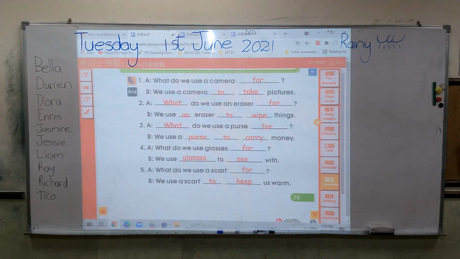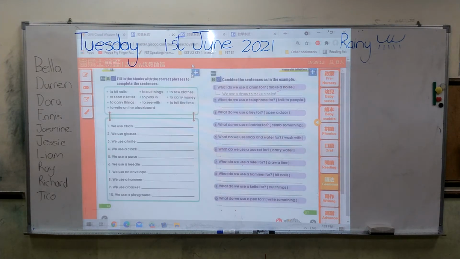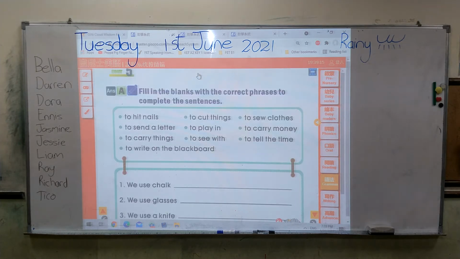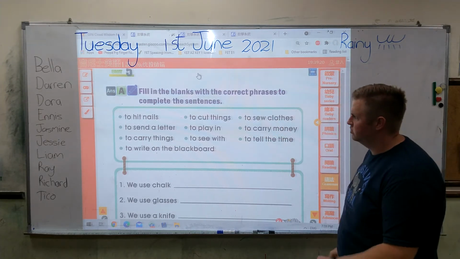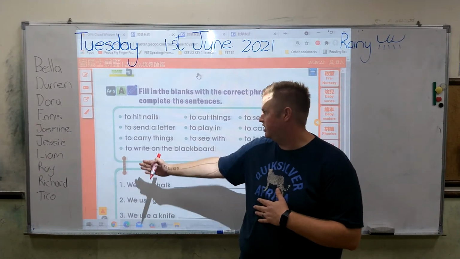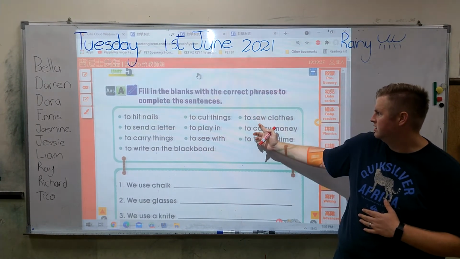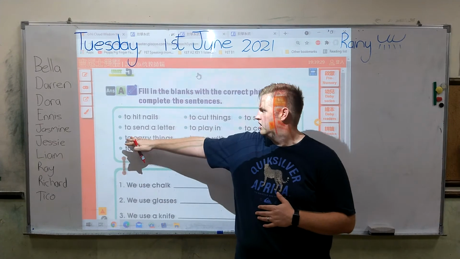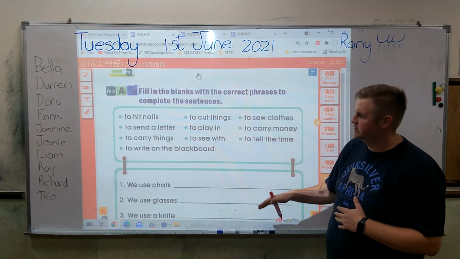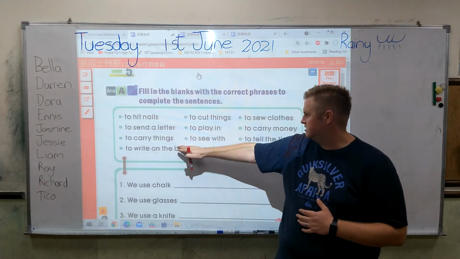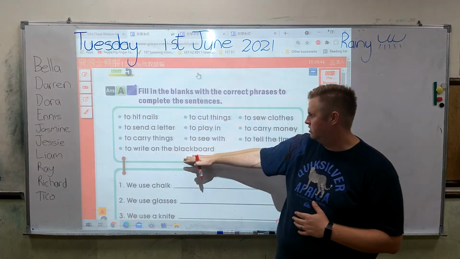Let's go to page 26. Page 26. Fill in the blanks with the correct phrases to complete the sentences. So we're going to read: to hit nails, to cut things, to sew clothes, to send a letter, to play in, to carry money, to carry things, to see with, to tell the time, to write on the blackboard.